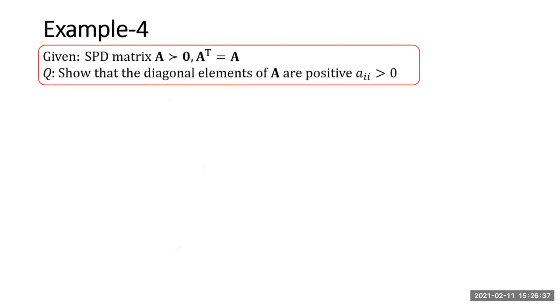Okay, example 4. So we have an SPD matrix A, a symmetric positive definite matrix A given to us. And so it's positive definite and A transpose equals A. And we have to show that the diagonal elements of A are strictly positive, A_ii is greater than 0.